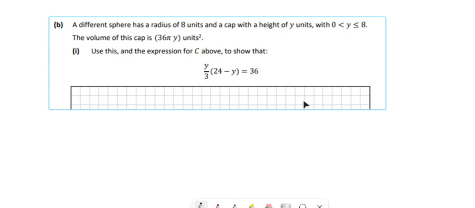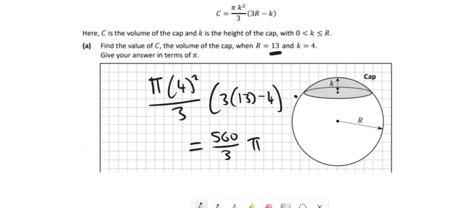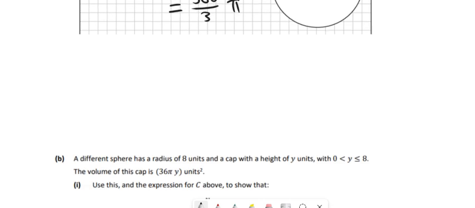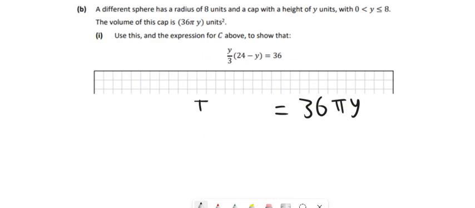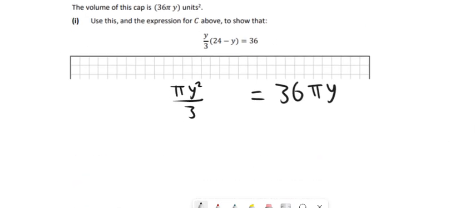Right, so for this then, I'm just going to let 36 pi y, I'm going to let that be equal to what we had up here. So I'm going to let it be equal to this, but this time the radius is y and not k. So it's going to be pi y squared over 3, and 3r minus y. And hopefully we'll come up with this then.